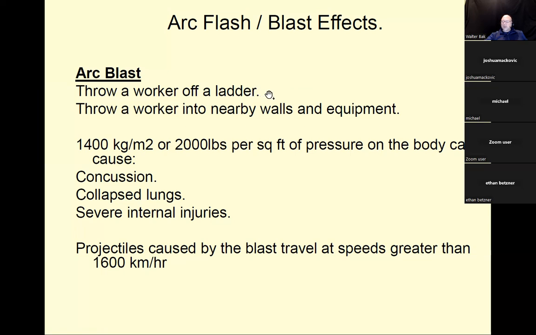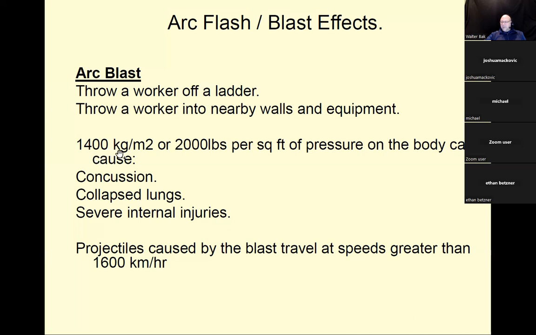Now that will be a small arc flash. It can throw a worker into nearby walls of equipment. If it can move a train like a feather, just imagine how much less you weigh compared to a huge train. There is no comparison, and you're just a speck of dust as far as the energy is concerned. So it can throw you against the walls or other equipment. Right? Now, what do we have here?